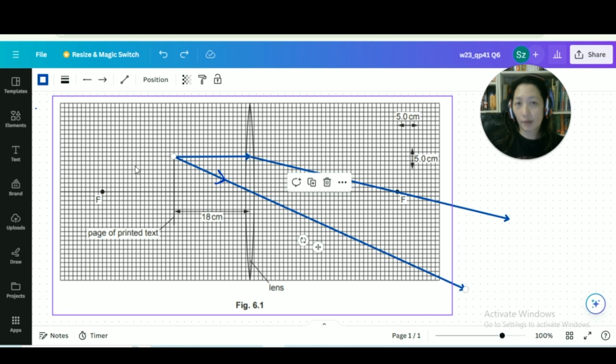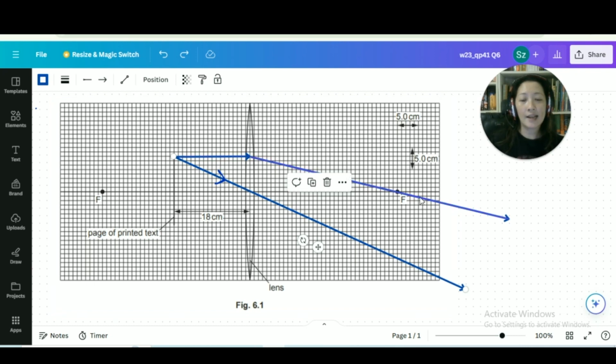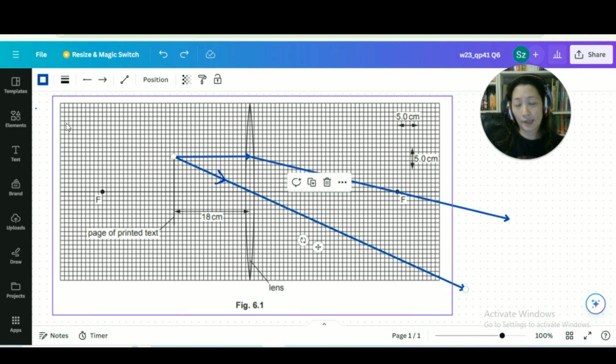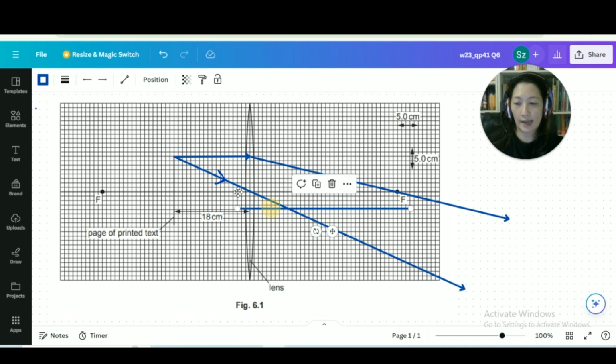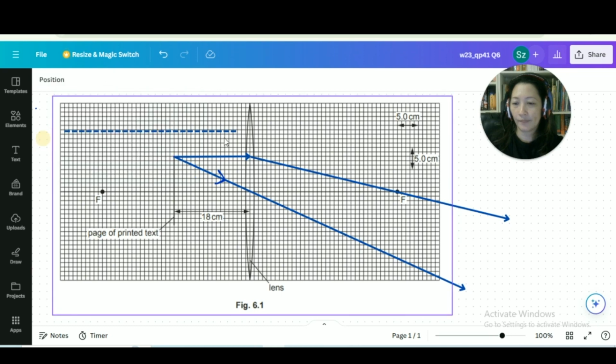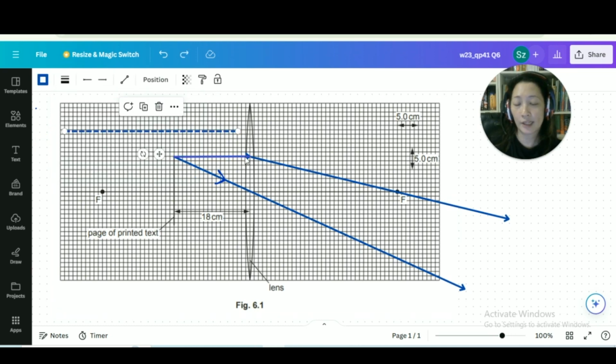So using your ruler, what you're going to do is you're going to extend these two light rays to the left. But every time we do an extension to the back, they must be dotted. So for this diagram, I'm just going to draw a line. Let's make this dotted. And this line should be a straight line from this line all the way to the back. So you just use your ruler and extend it backwards.